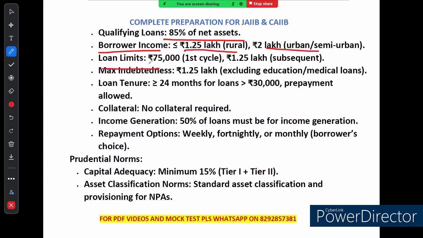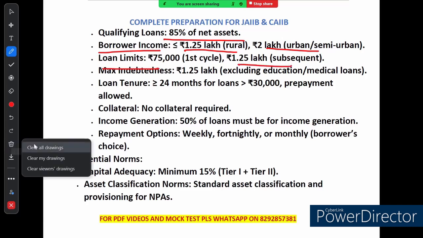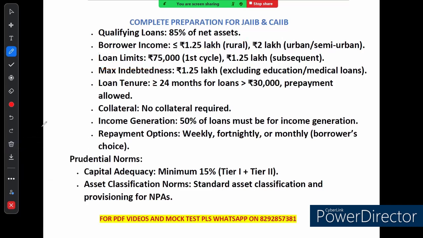Now if we talk about the loan limit, for the first loan cycle the limit is 75,000, and for the second loan cycle it can go up to 1.25 lakh, and a borrower's total debt can't exceed 1.25 lakh, but this does not include education or medical loans. If we talk about the loan tenure, loans above rupees 30,000 need to have a minimum tenure of 24 months, but prepayment is allowed. So that's for NBFC MFI.